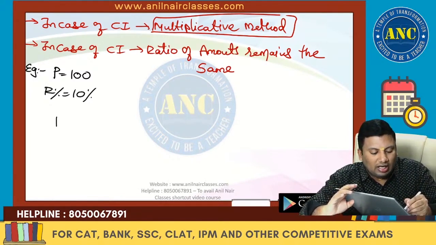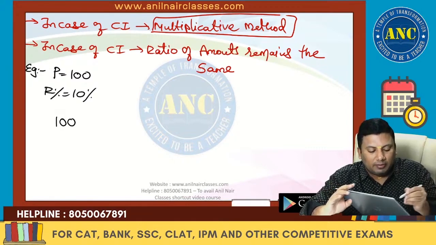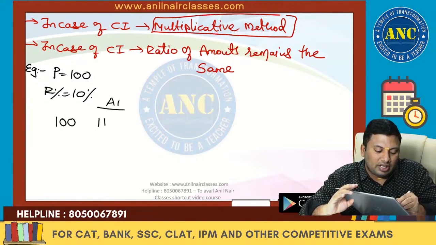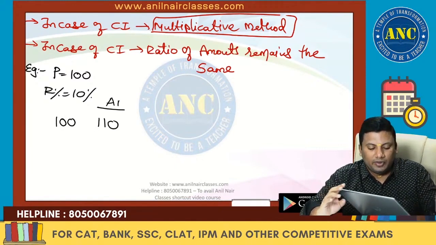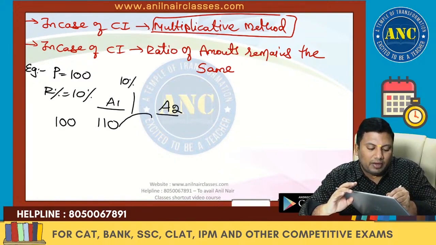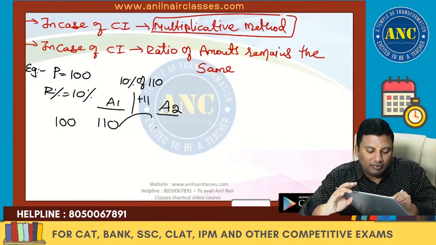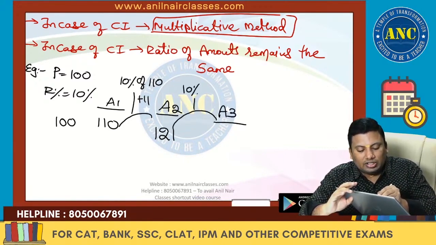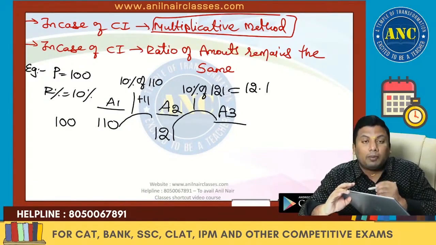So initially the sum borrowed is nothing but 100. After 1 year, 100 plus 10 percentage more is nothing but 110. Right? In the second year, there will be an interest on interest. This is nothing but 10 percentage of 110, which is 11 addition. This is nothing but 121. Amount after third year, there will be interest on interest, 10 percentage of 121, which is nothing but 12.1.